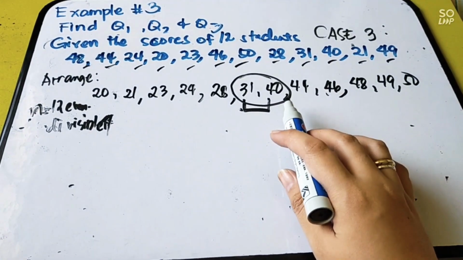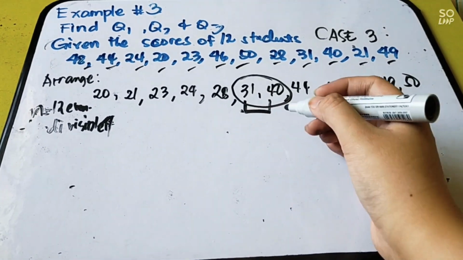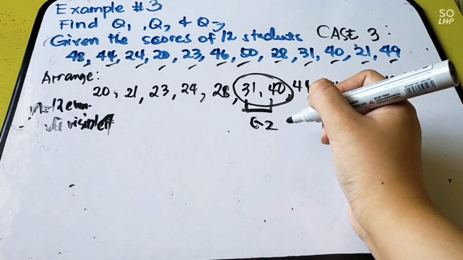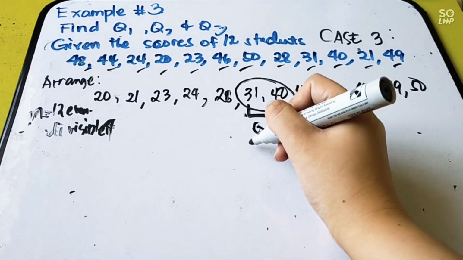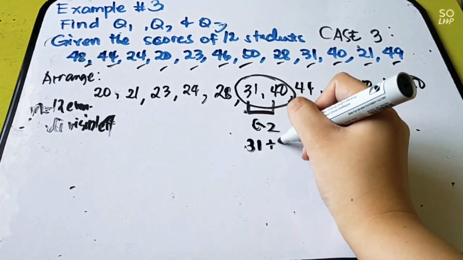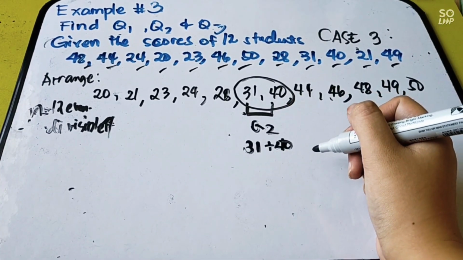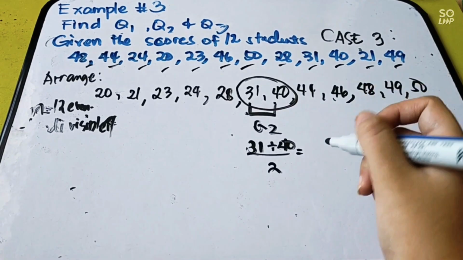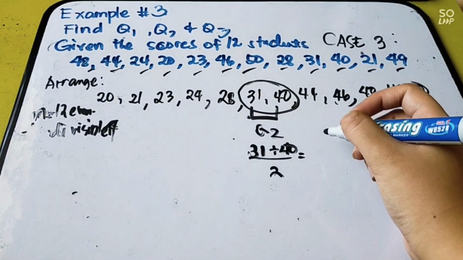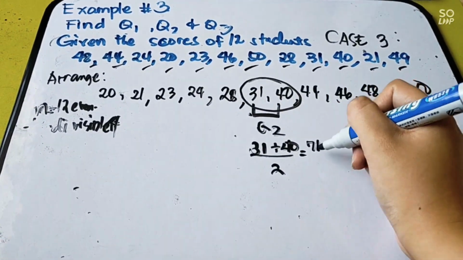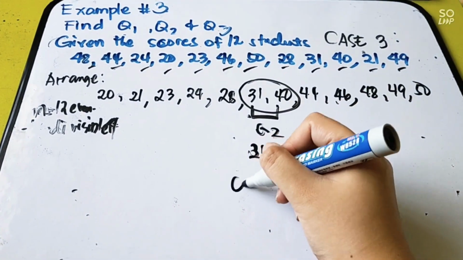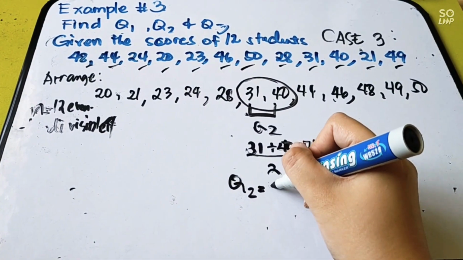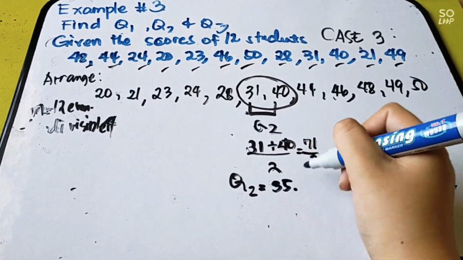So, for us to find the middle, since dalawa tayo, this is quartile 2, you will find the average, or the mean. So, we have 31 plus 40. Then, divide it into 2. So, 31 plus 40, the answer is 71 divided by 2. So, quartile 2 is equal to, divide natin, that is 35.5.